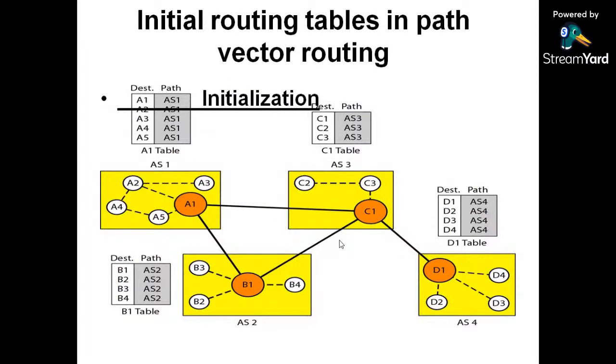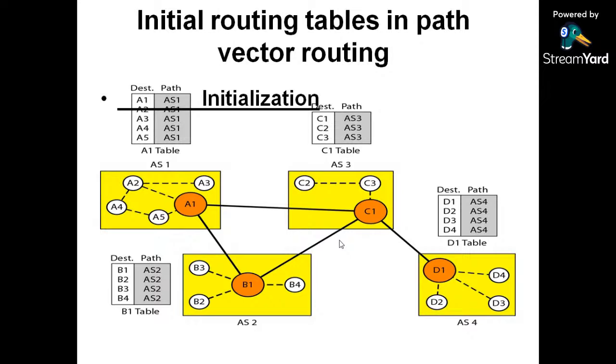This is the initial routing table in path vector routing for inter-domain. Here a diagram and network are given. Autonomous system 1 has 5 nodes. Autonomous system 3 has 3 nodes. Autonomous system 2 has 4 nodes. Autonomous system 4 has 4 nodes.